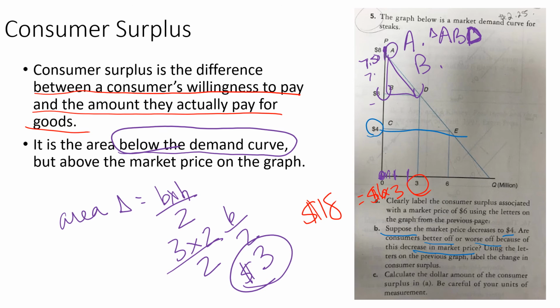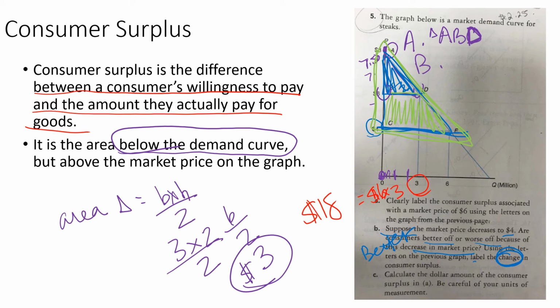Well, at $4, our consumer surplus just increased. And a high consumer surplus means that you spent even less money than you were willing to spend. So consumers are better off when consumer surplus is high. So this would be better. And it says, using the letters, label the change in consumer surplus. Well, we basically went from this small triangle to this large triangle. The change is this addition of the green quadrilateral there.